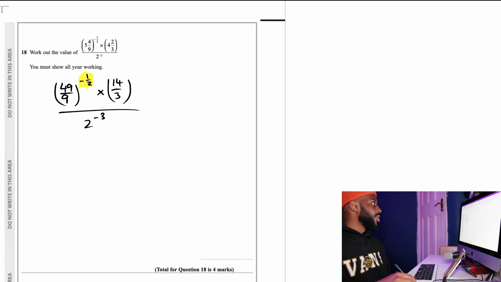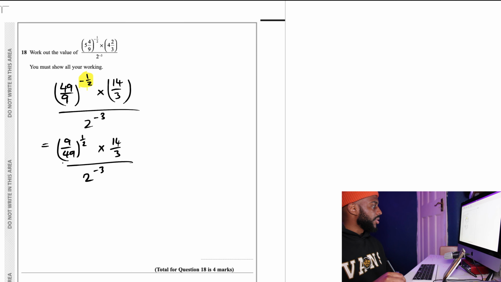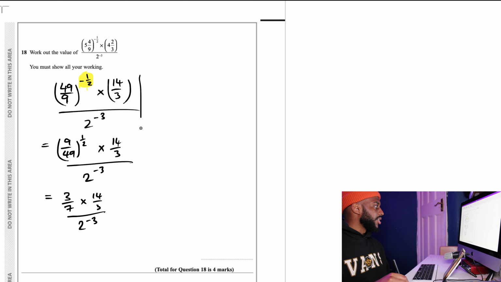So in this case, we flip this, making it 9 over... Let me just do that first. So we flip that using the minus, gives us 9 over 49, and we're still left with the half. We'll come back to that. That half is going to square root it. So we are going to have 3 over 7 times 14 over 3, and that's all over 2 to the minus 3. I'm going to start working on this side.